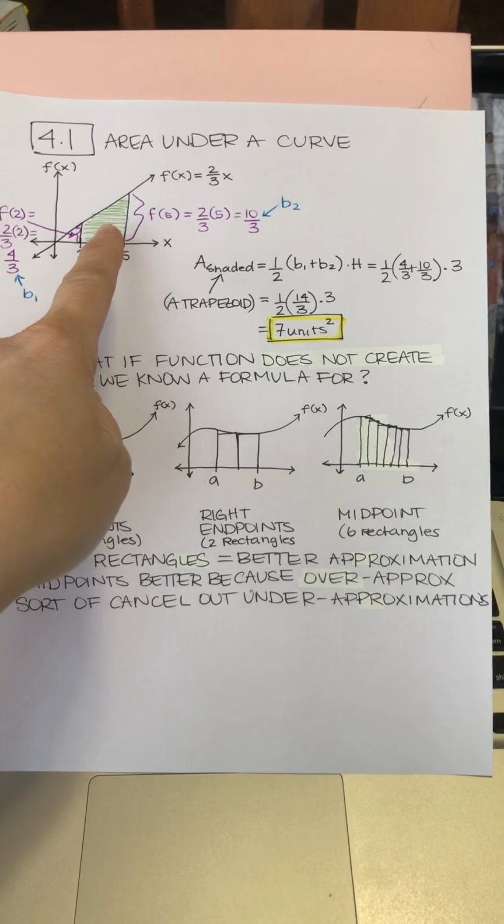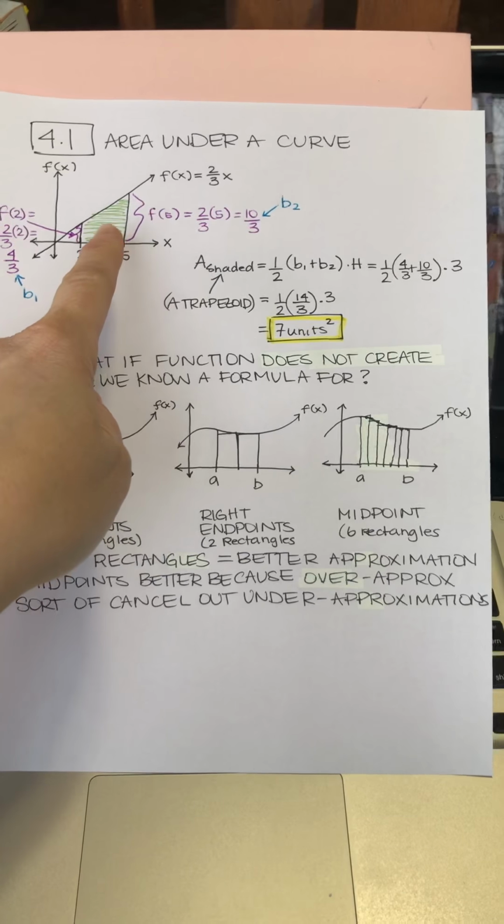So you have to use a little bit of your geometry skills to find the height and the bases, as shown in the blue and the purple, and then to find the area of that shaded region, which is just the area of a trapezoid, you'll use the area formula, which is 1/2 base 1 plus base 2 times the height. So when you plug those numbers in, you get an area for that green shaded region as 7 units squared.